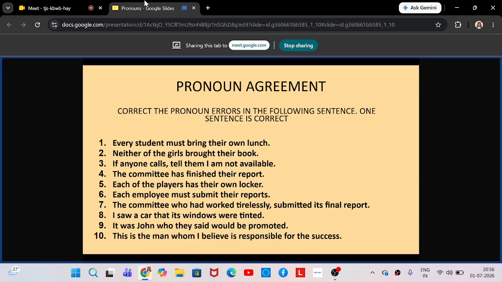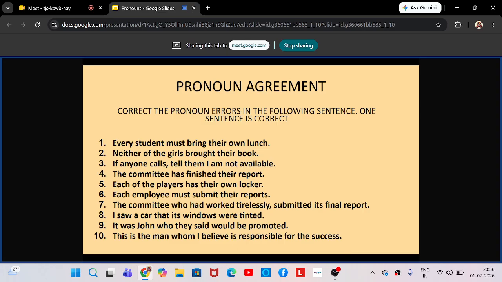Sometimes we write this is the man who I believe is responsible for the success. So which can be taken as the answer? Because in this, they say only one sentence is correct. Okay, so the eighth one is correct. And the ninth one says it was John whom they said would be promoted. And in the 10th one, this is the man who I believe is responsible for the success. So this is how it comes.